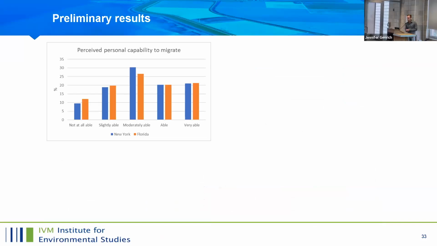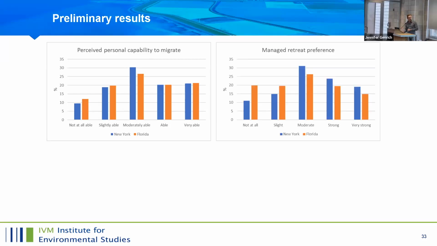What is often important in people's migration decision is if they actually feel capable to migrate. Maybe they have aspirations to migrate, but maybe they don't feel capable. And what we see is there are quite some people, both in Florida and New York, who just don't feel capable to migrate. Around 10% say that they're not at all capable, and almost 20% in both areas say they are only slightly able. So that's quite interesting as well.